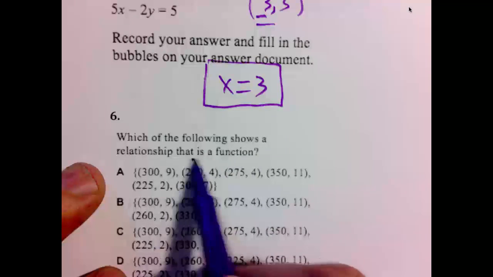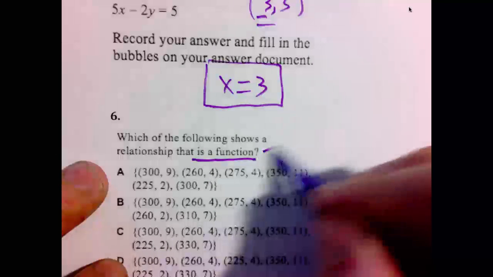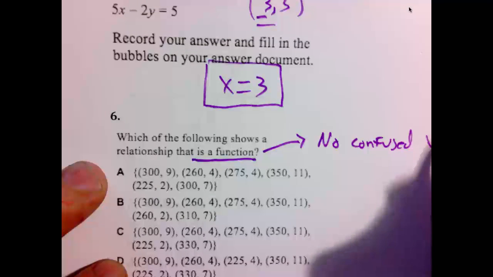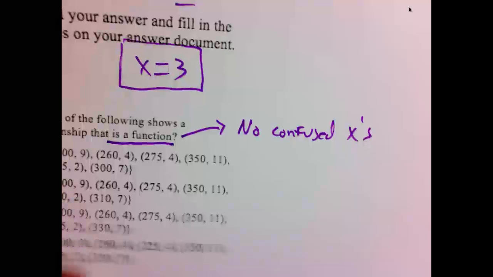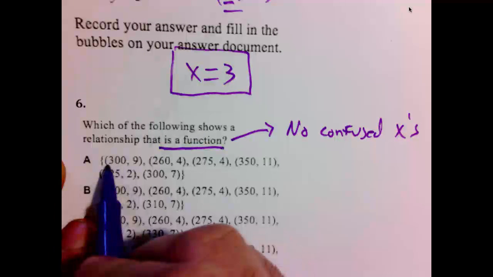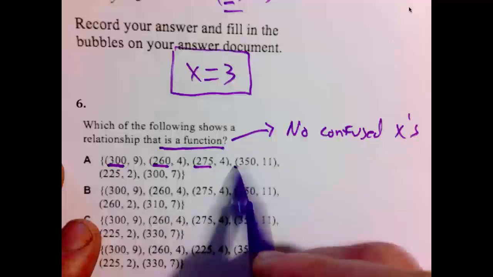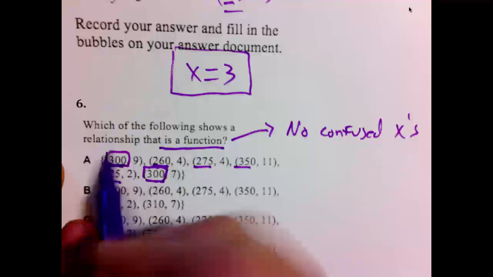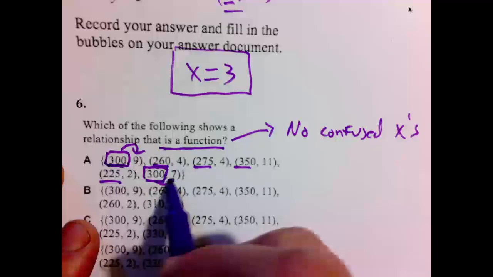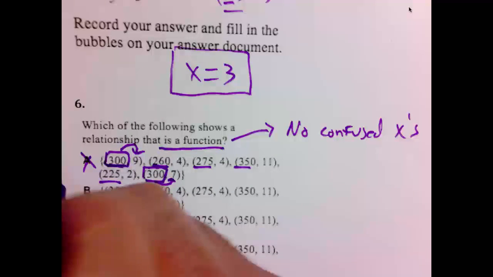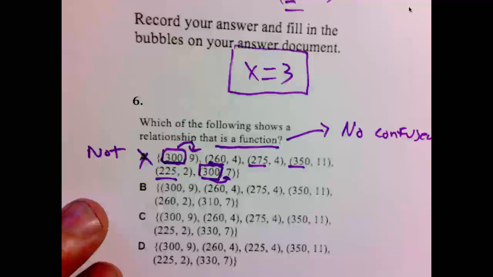Which of the following is a function? Remember, in a function, each x has a unique y that it pairs with. That is, one x will not go to more than one y. Looking at A, 300, 260, 275, 350, 225, 300. There we see there's the problem. 300's pairing with 9 and 300's pairing with 7. 300's confused. A is not a function. Okay. 300 has 2 pairings.